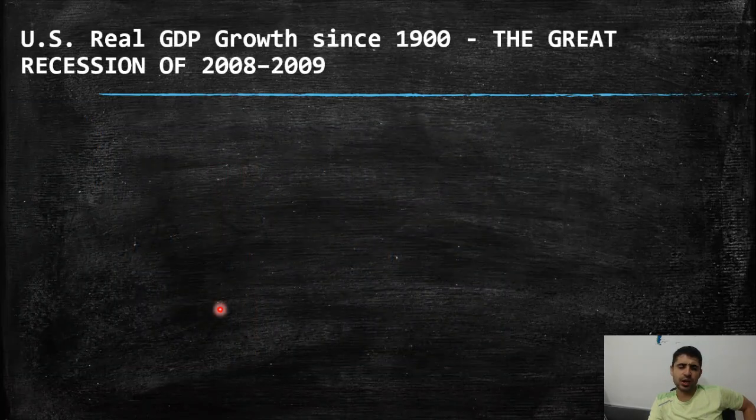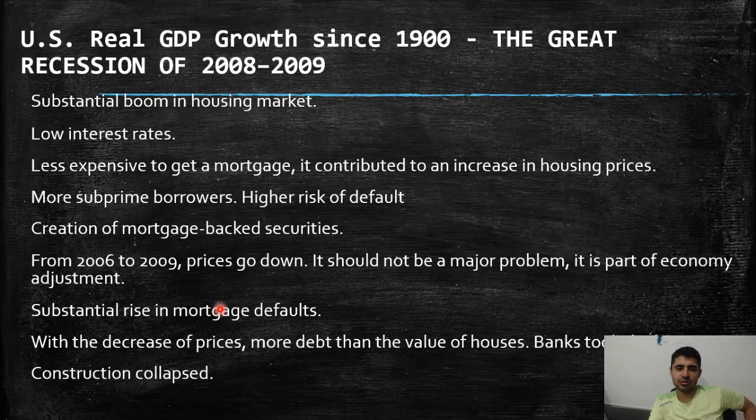So then, let's talk about the Great Recession of 2008 and 2009. Basically, there was a substantial boom in the housing market, with more people buying housing properties. They were incentivized because of the low interest rates. When you have a lower interest rate, it is less expensive to get a mortgage. So it contributed to an increase in housing prices because more people demanded these goods.